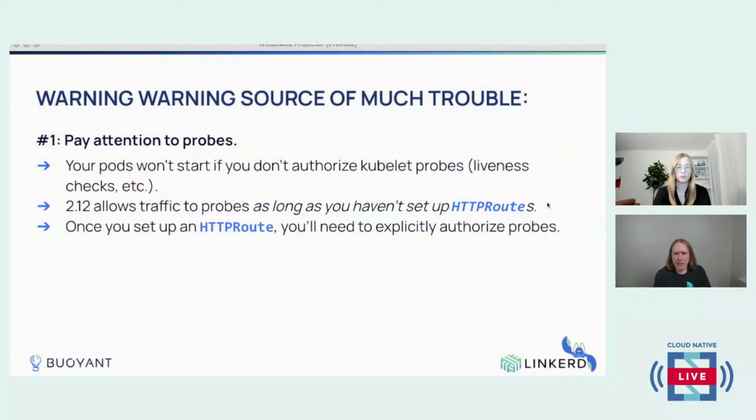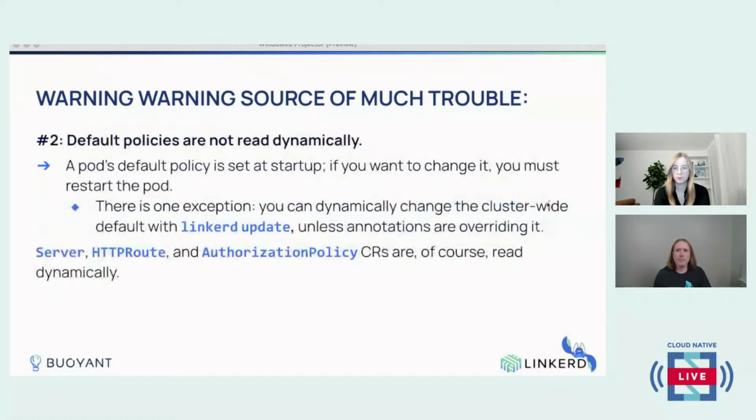Okay, another revisiting on sources of much trouble. Number one, pay attention to health probes. If you do not have authorization that allows health probes to work, Kubernetes will not allow your pods to become ready. In Linkerd 2.12, as long as you have not set up HTTP routes and you're using workload auth, health probes are just going to work. But as soon as you set up an HTTP route, you need to explicitly authorize probes to the server for which you set up an HTTP route.